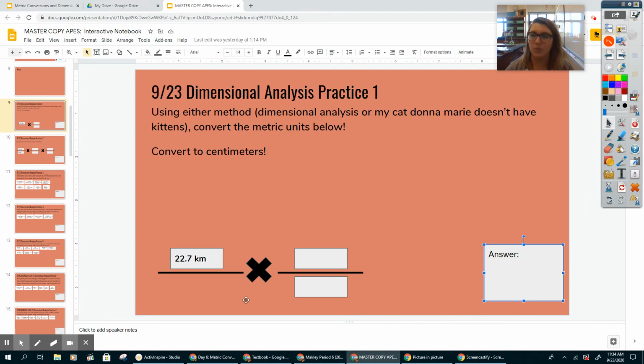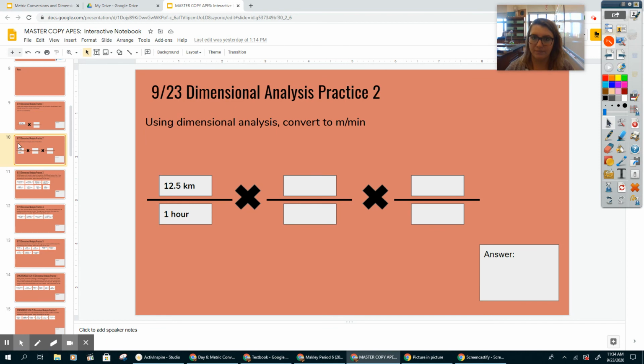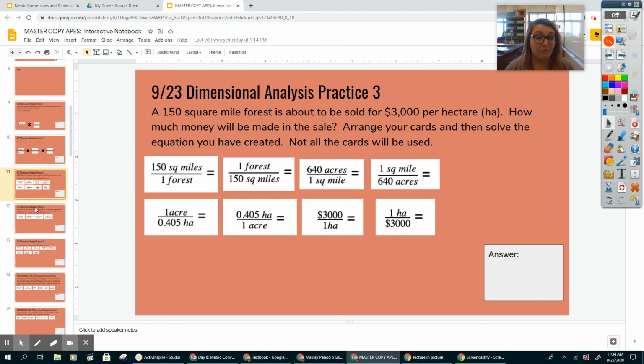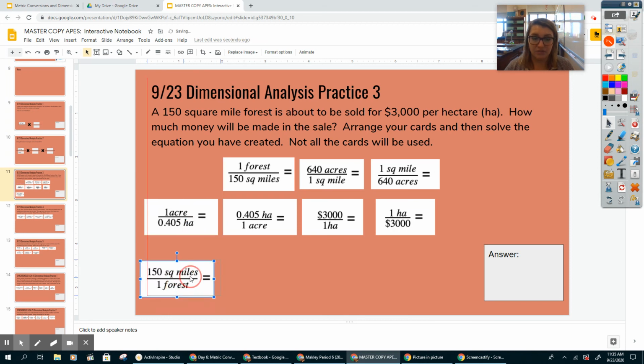All right, so I'm setting up the work for you for the first 2 problems. For the rest of these problems, you have to choose which cards you are going to use for each problem. Not all of the cards will be used. So it says a 150 square mile forest is about to be sold for $3,000 per hectare. How much money will be made in the sale? So the first thing you need to do, you're going to move down 150 square miles. That's what we're starting with. Then you need to figure out which card you're going to use to convert this into acres.